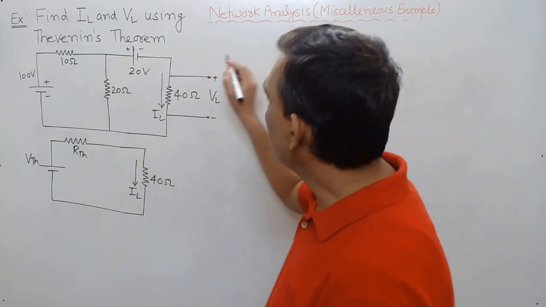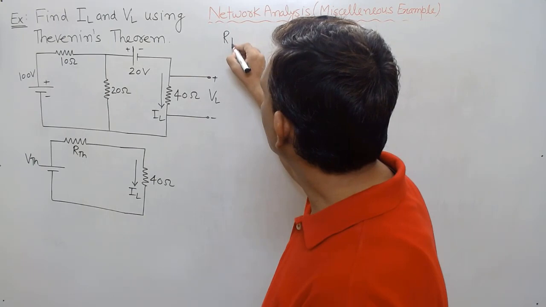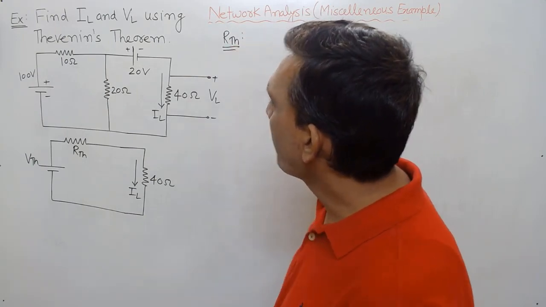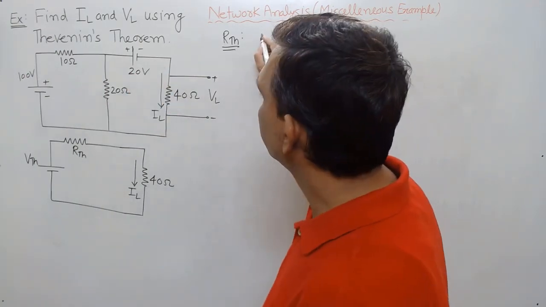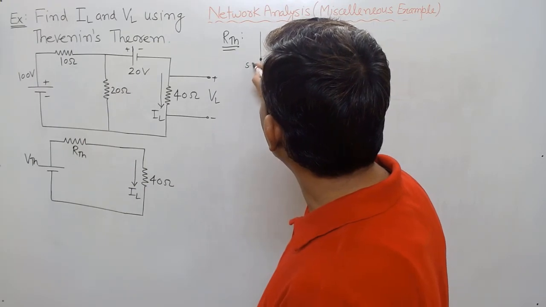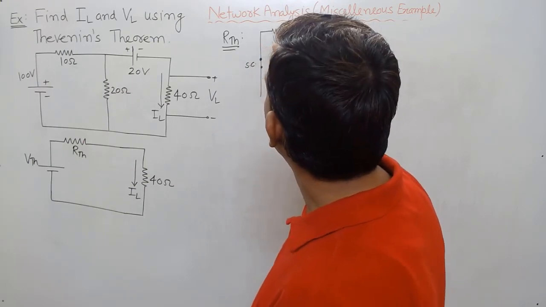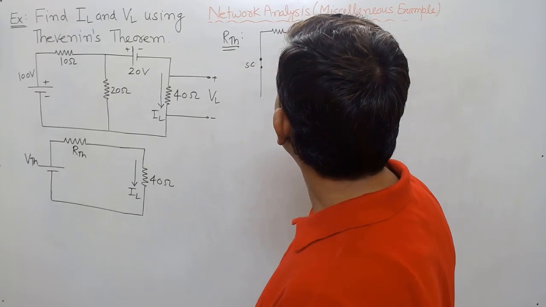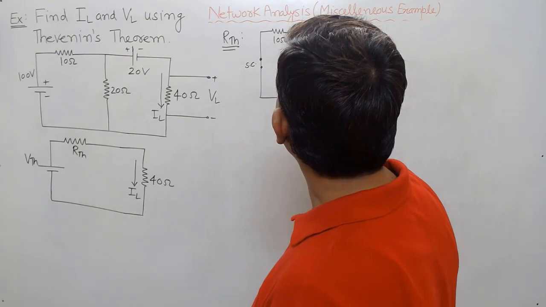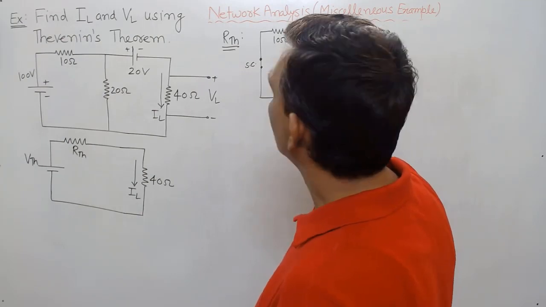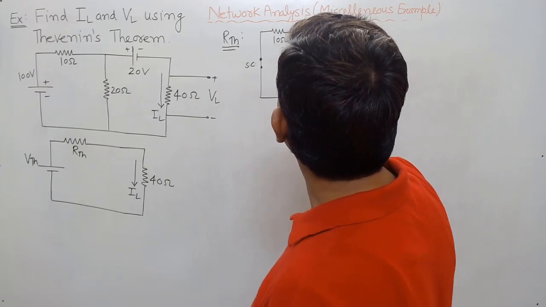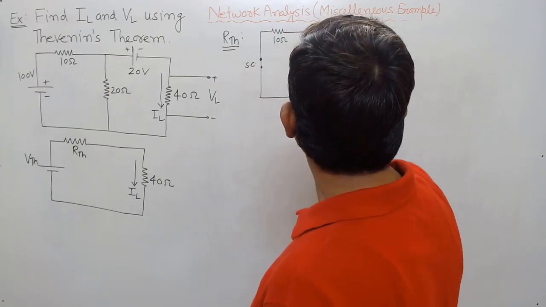So let us see the equivalent for RTH. So in RTH, we have to short the voltage source. So both voltage sources will be short circuited. This is 10 ohm. This is 20 ohm. This will be 10 ohm and this will be 20 ohm. And this is also short circuited. So measure this resistance.